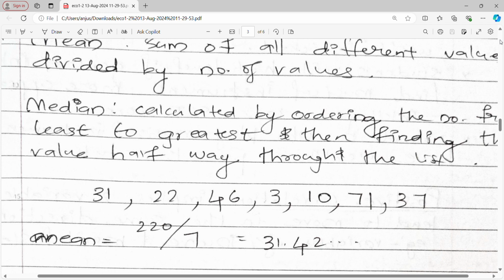So here I have provided some random values. So how do we calculate the mean of these random values? Just add these values, you will get 220. There are 7 values, so divide by the number of values, 7. 220 by 7, you will get 31.42 something. So that is the mean.